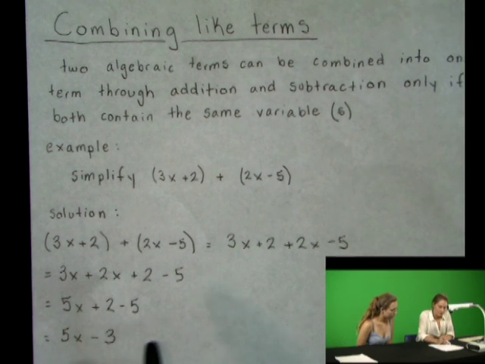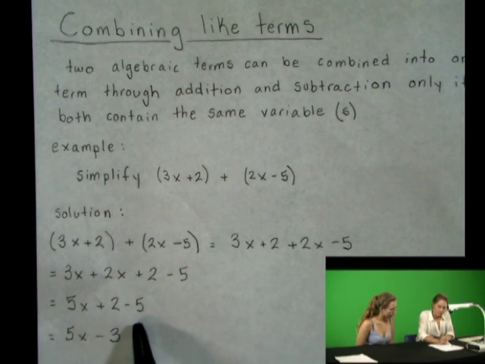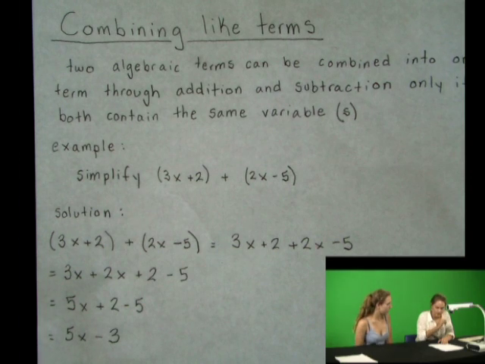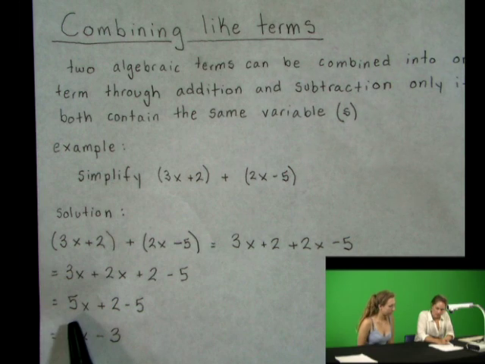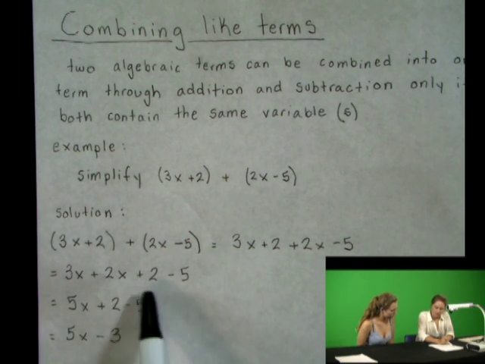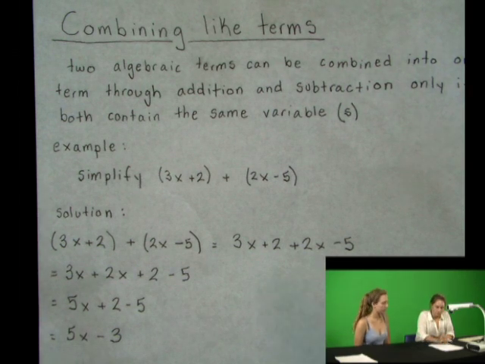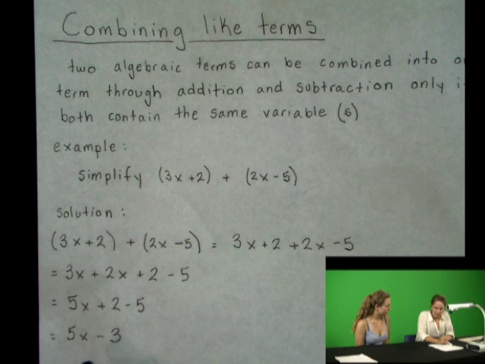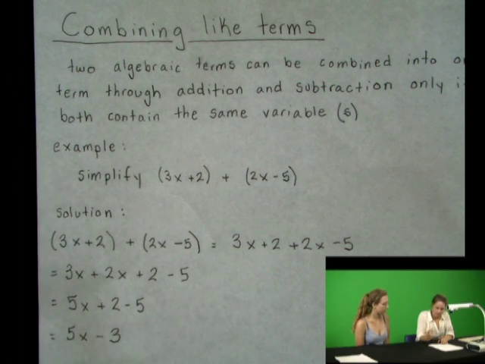So what do you think we did to get to the third step? Well, you have 3x and 2x, so you can combine them, right? Yeah, you just add them. Since they have the same variable, you get 5x. And then to get to our fourth step, we're going to combine our two terms that don't have a variable. So we're just going to add 2 and negative 5, and as a result we get 5x minus 3. Right, that makes sense.